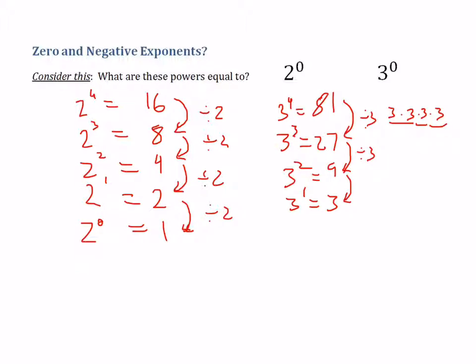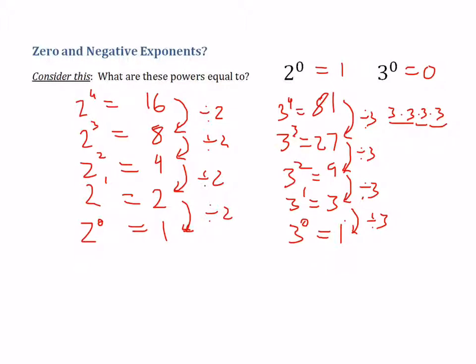27 divided by 3 is 9. 9 divided by 3 is 3. So we see a pattern. So we say, well, what is 3 to the 0 going to be? Well, we're going to divide by 3 there. 3 divided by 3, we're going to get 1. And we could do this with any base. Okay, so we find out that 2 to the 0 is just 1. 3 to the 0 is 1.